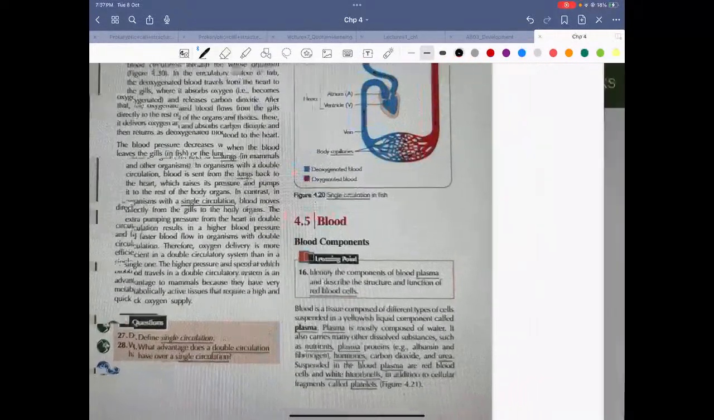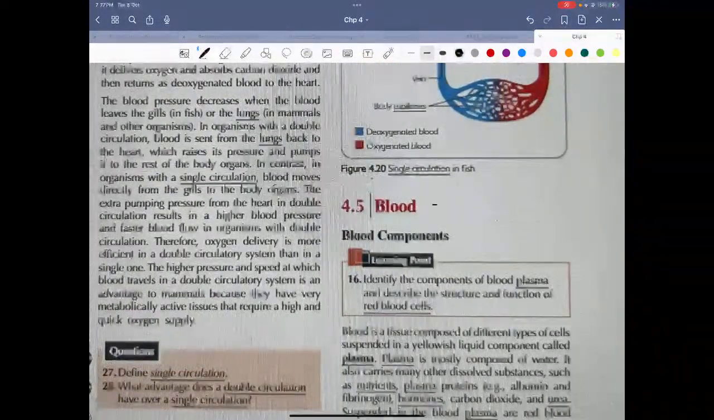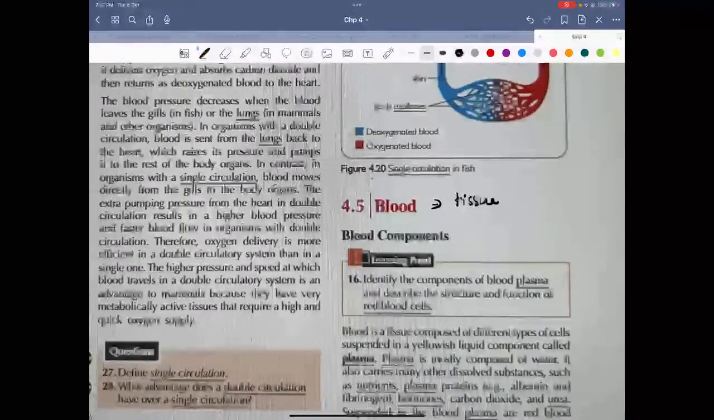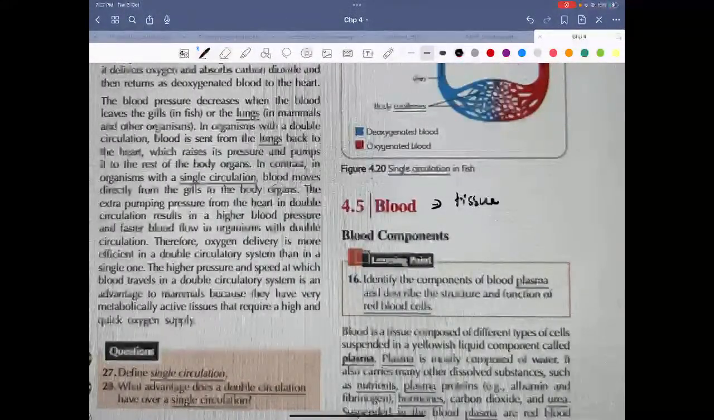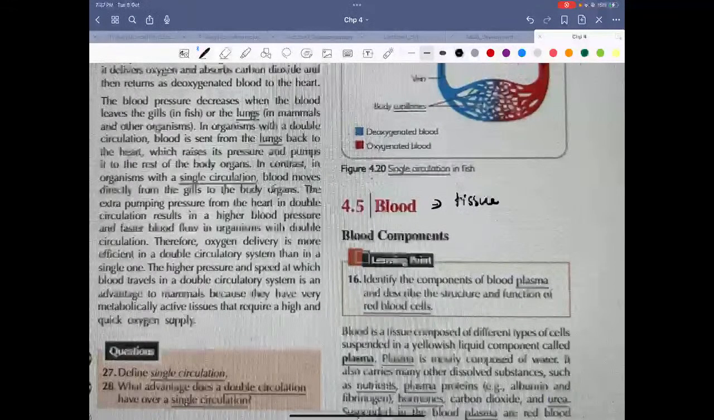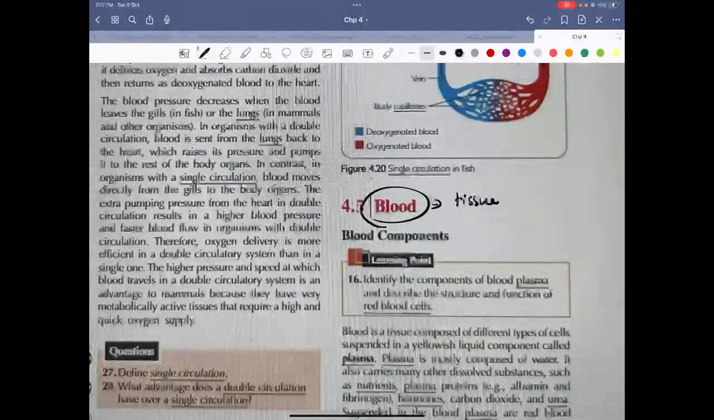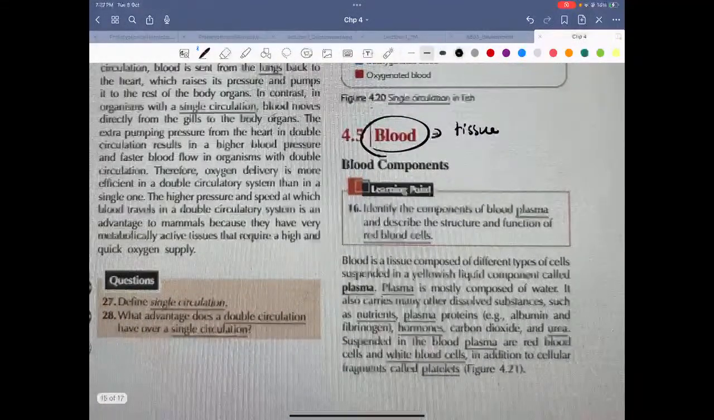Now what is blood? Blood is a type of tissue, correct? Now, what are tissues made up of? Tissues are made up of several cells that perform similar functions. That's correct. So now we're going to be looking at the different types of cells that are found in blood. And we're also going to be looking at the function of blood. So why is blood important? What's its function in our body? So look what they tell us.